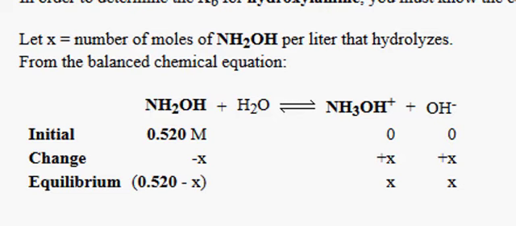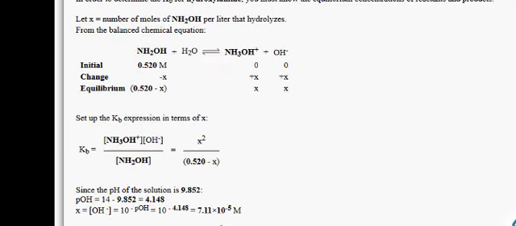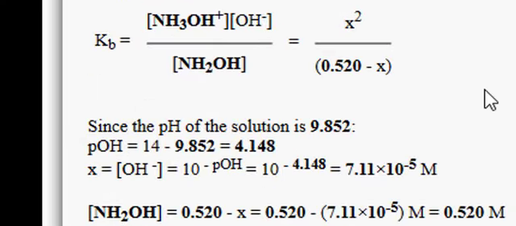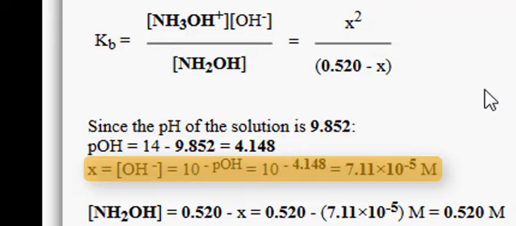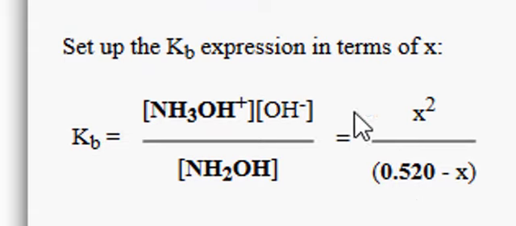determine. But we are given the pH, and from the pH we could determine the hydroxide ion concentration. We could subtract the pH from 14 to determine the pOH, and from the pOH we could determine the hydroxide ion concentration, which is our x in this case. Then we could substitute the value for the hydroxide ion concentration into the equilibrium constant expression to determine the Kb.